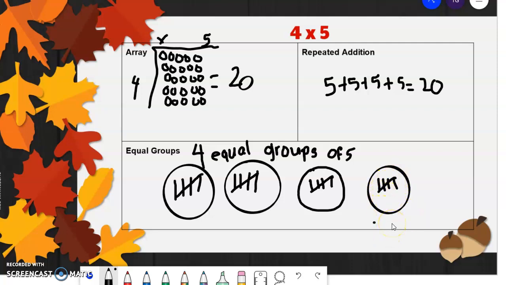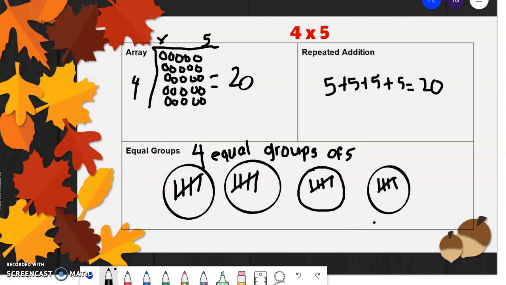So to recap, we have learned different ways to represent multiplication. We started with repeated addition. We also used equal groups to represent multiplication. And today we've learned how to build an array to represent our multiplication sentence.